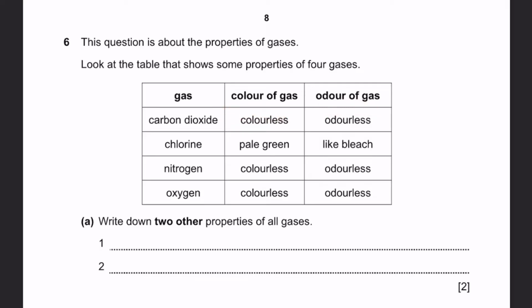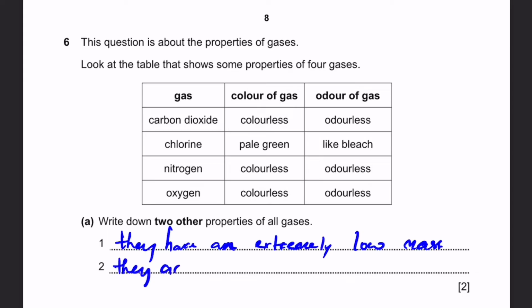The other 2 are that they have an extremely light mass. Actually, a better word would be low mass. And the second is that they are easy to compress. For example, let's say you just clap your hands, right? You're basically compressing gas.